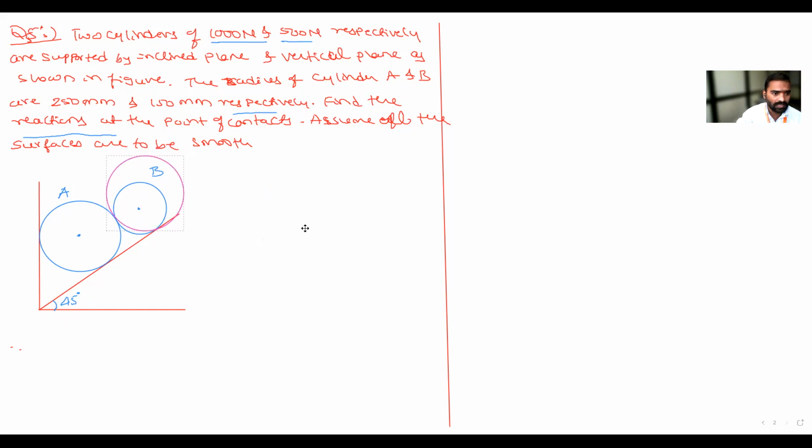Consider that instead of cylinder B, a pink cylinder is placed like this. See how the reaction behaves. The pink line I drew is the same as the plane angle. Now the cylinder becomes small. Initially the reaction was like this, now the reaction is like this. Is it the same angle, less than the plane angle, or more than the plane angle? It has changed. Less than the plane angle.